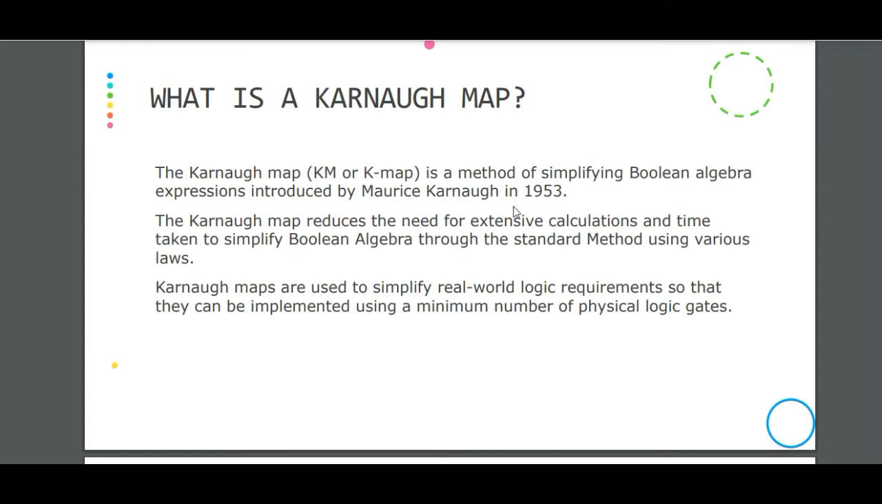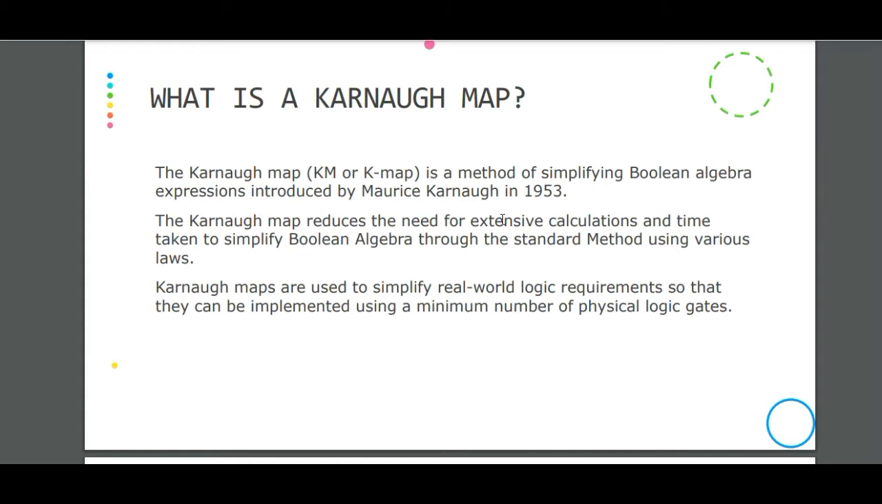So you need to use various kinds of laws such as De Morgan's law and whatnot, but in a Karnaugh map you don't need to use any of them. All you need to do is make a table and calculate the answer directly. The Karnaugh map reduces the need for extensive calculations, and the time taken to simplify Boolean algebra through the standard method using various laws is reduced.